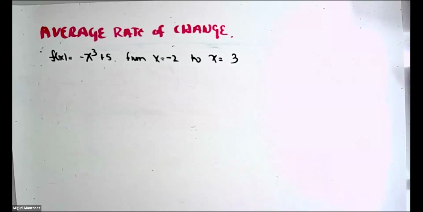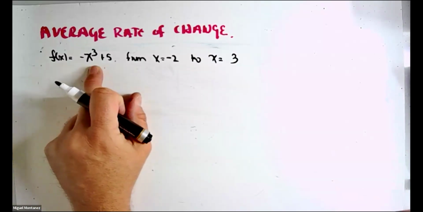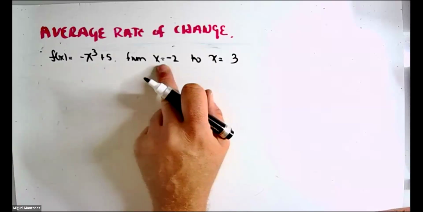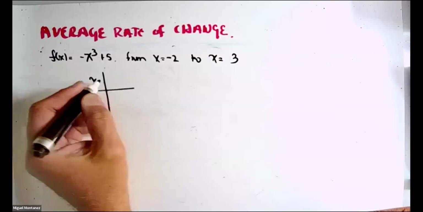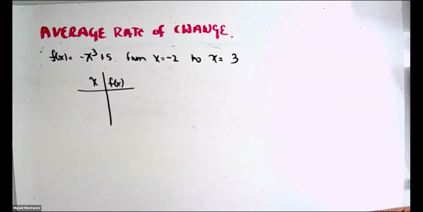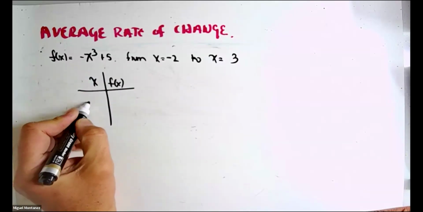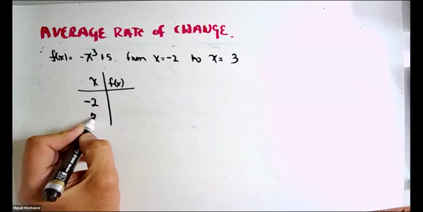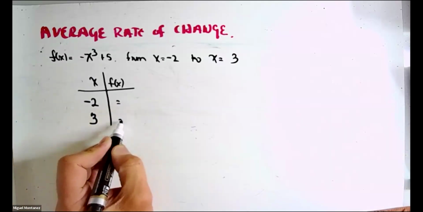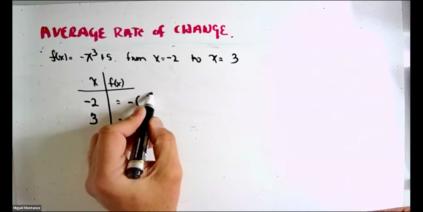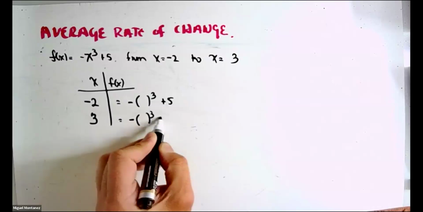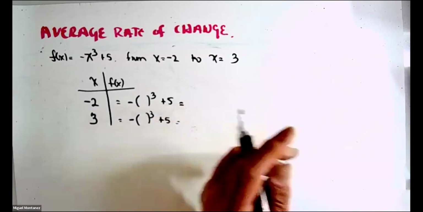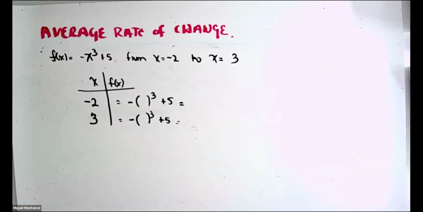Let's say this other example. f of x equals opposite of x cubed plus 5, from x equals negative 2 to x equals 3. Once again, let's build the xy table. So we are going from negative 2 to 3. We're looking for the output, opposite of x cubed plus 5. Hopefully this one won't be 0 anymore. So let's see what we have.